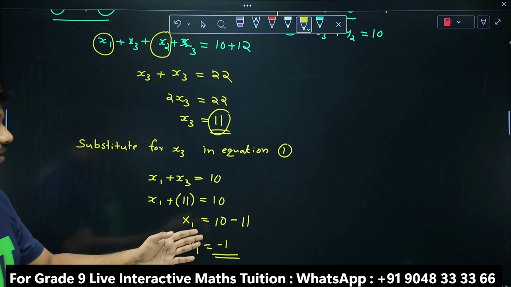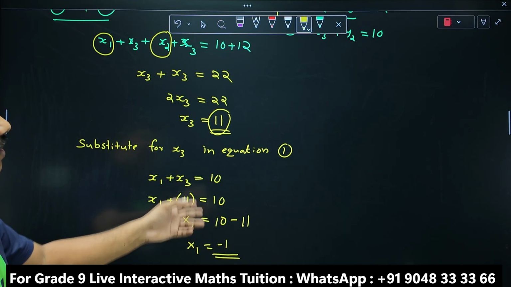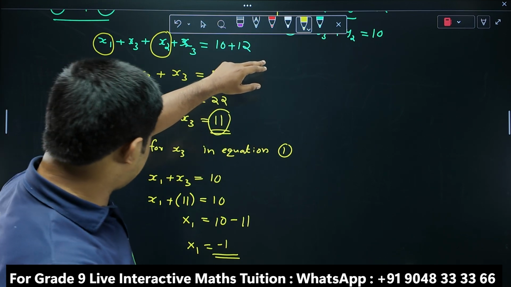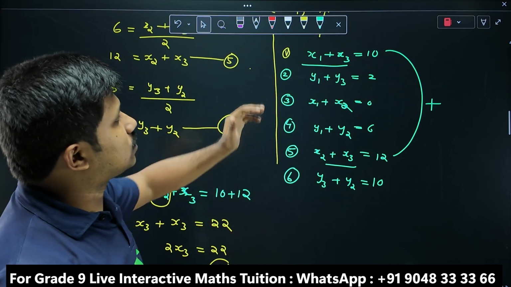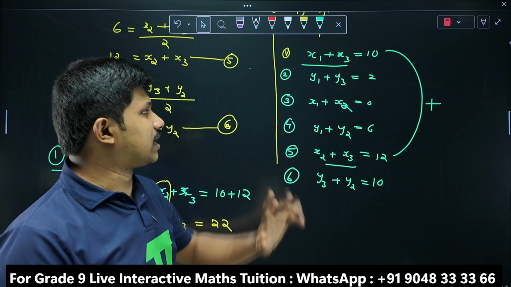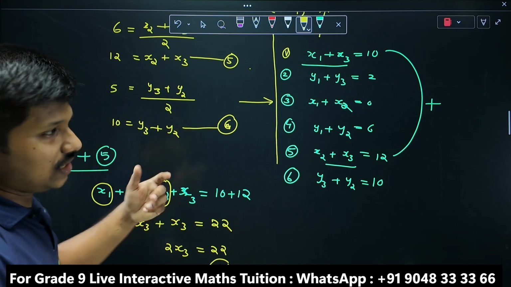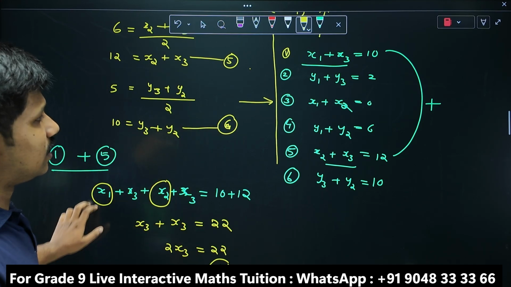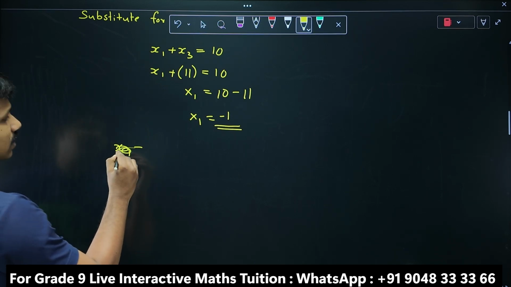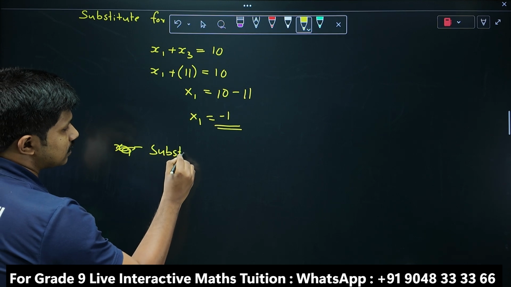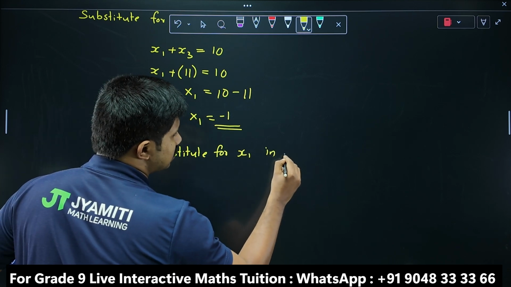So we get the x coordinate of the first point also. Now let us substitute the value for x1 in any equation containing x1. So tell me an equation containing x1. You don't want to substitute in here because already you got x3, right? Now you can substitute in equation 3 because x1 plus x2 equal to 0. So substitute for x1 in equation 3.